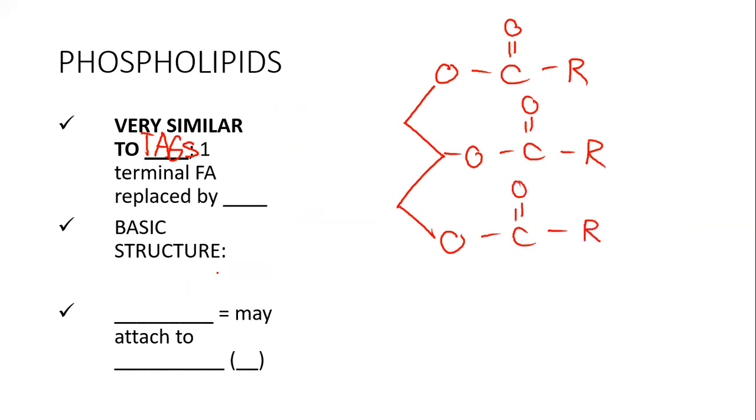So class, phospholipids, as we said, is very similar to TAGs when it comes to structure. Their only difference is that one terminal fatty acid or yung isang dulong fatty acid is replaced by phosphate group. Yung isang dulo na fatty acid ng TAGs is mapapalitan ng phosphate. So this will look like this.